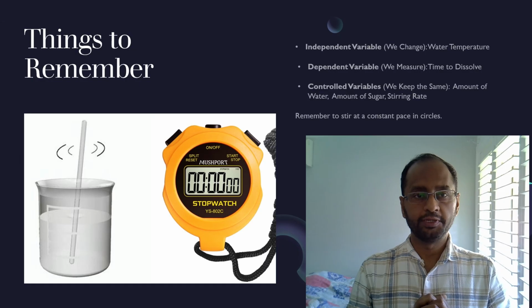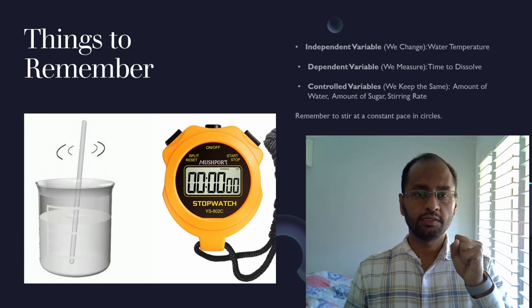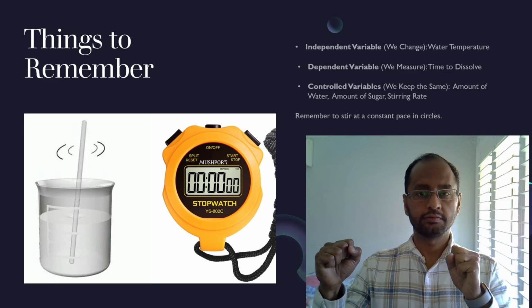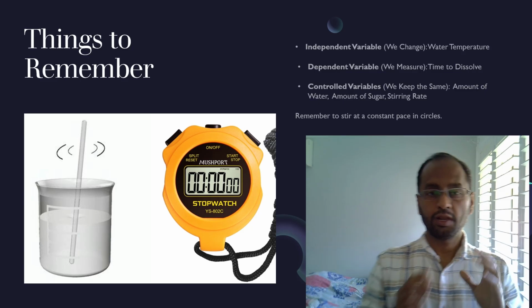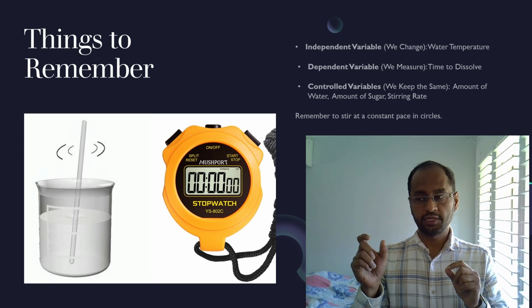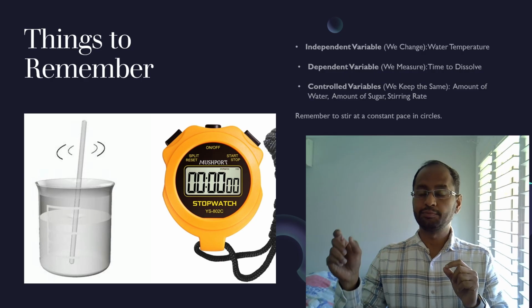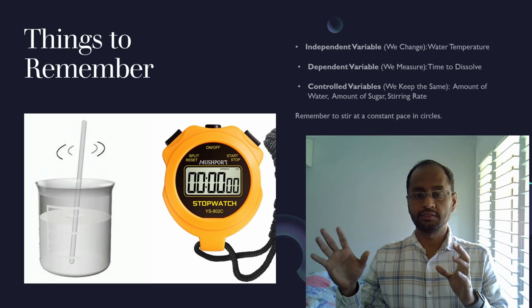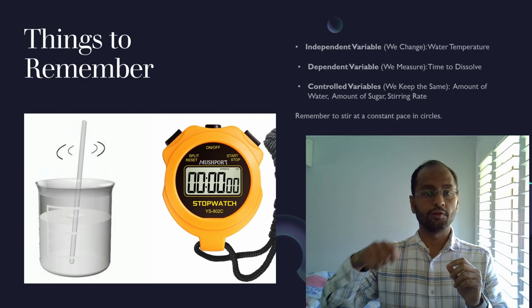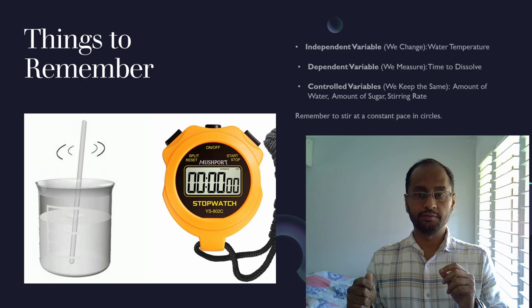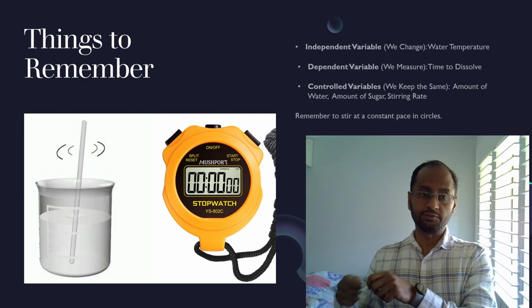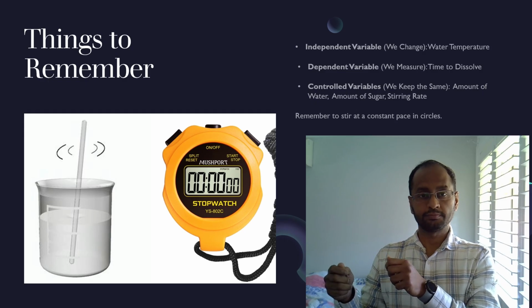Okay, here's what we will be testing. We're going to change one thing, measure one thing, and keep everything else steady. That's how we make it fair. So, what are we going to change? That's right. The water temperature is what we are going to change, and that's called the independent variable because that's not dependent on anything. What are we going to measure? The time for sugar to dissolve. That's called a dependent variable because it depends on the independent variable, which is the water temperature.